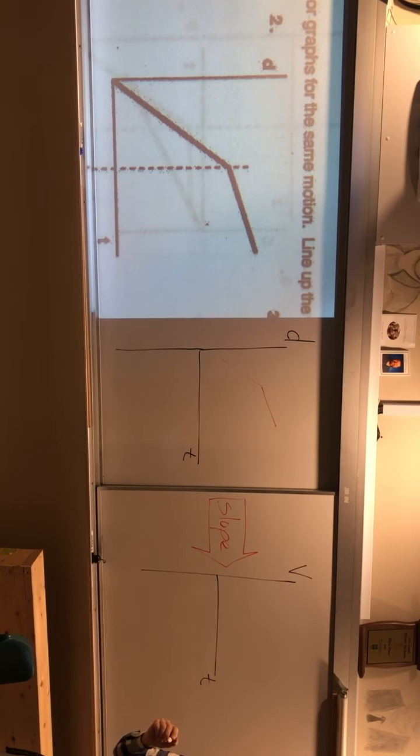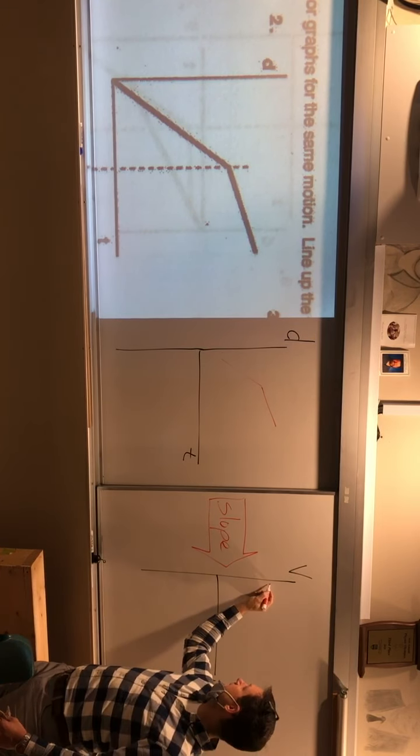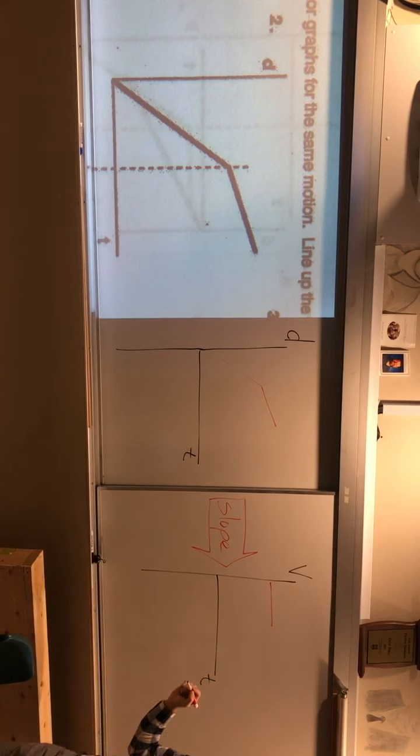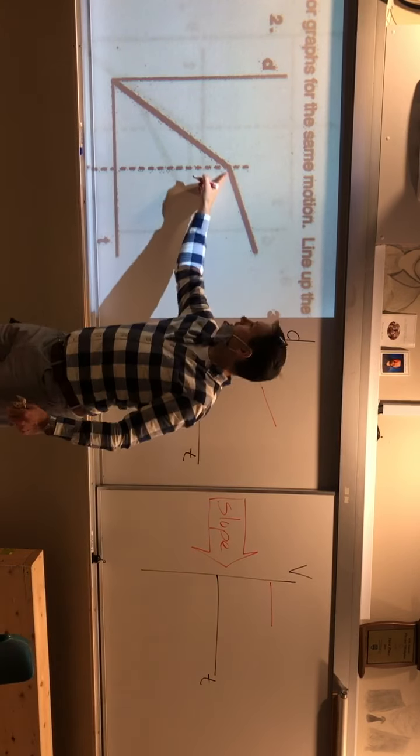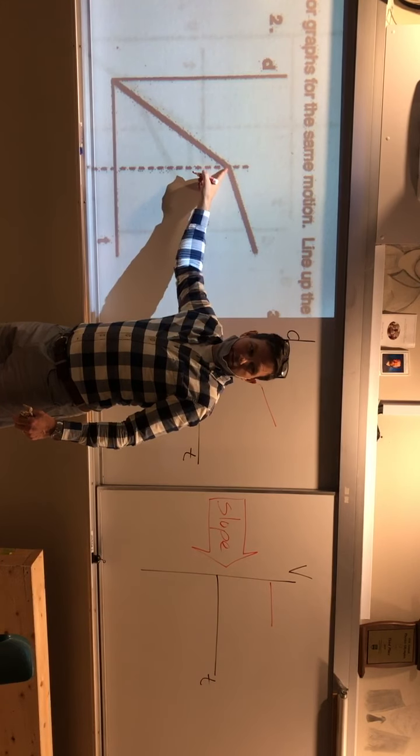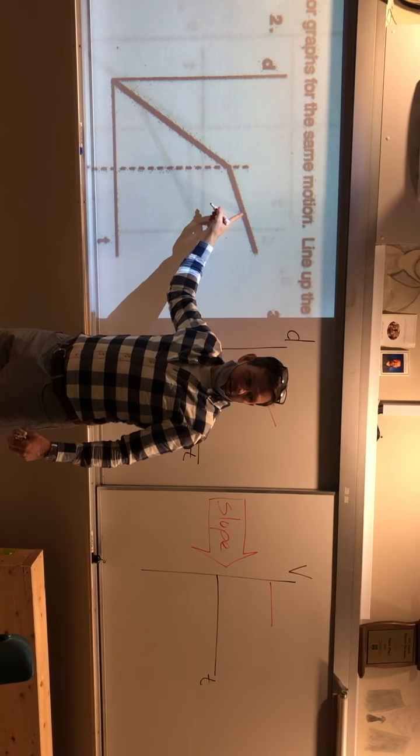It would go flat and then down. Okay, so flat here. Again, flat, then down. Is this whole part going down? No, it's going up. What's happening here? It's decreasing.